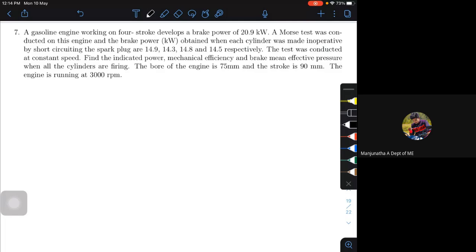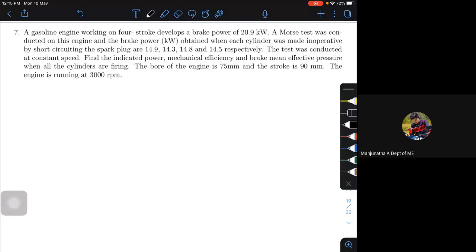A gasoline engine working on a 4-stroke cycle develops a brake power of 20.9 kilowatts. A Morse test was conducted on this engine, and the brake power obtained was 14.9, 14.3, 14.8 and 14.5 kilowatts respectively when each cylinder was made inoperative by short circuiting the spark plug. The test was conducted at constant speed. Find the indicated power, mechanical efficiency and brake mean effective pressure when all the cylinders are firing.